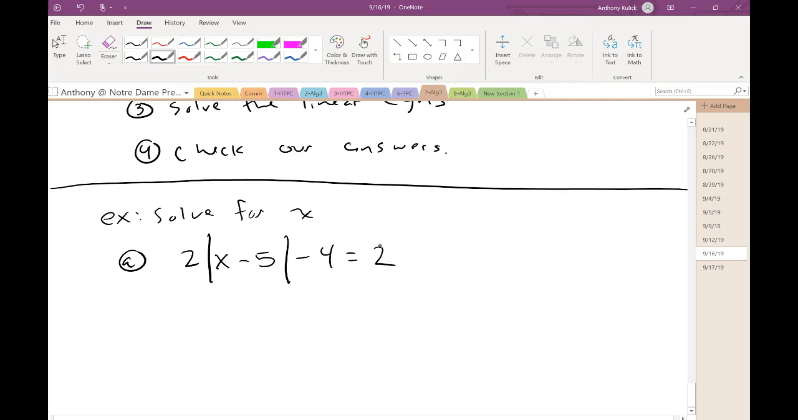So let's say we want to solve 2 times the absolute value of x minus 5, minus 4, equal to 2. So the first step says to isolate the absolute value. To do that, we need to get rid of these 2 parts. Everybody agree with that? Which one of those 2 parts should we get rid of first? The times 2 or the minus 4? The minus 4. To get rid of the minus 4, what are we going to do? Add 4 to both sides. Very good.